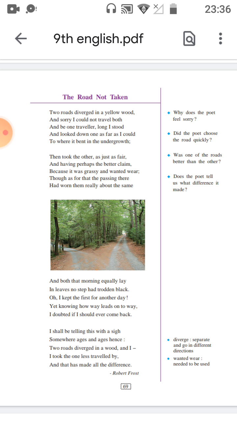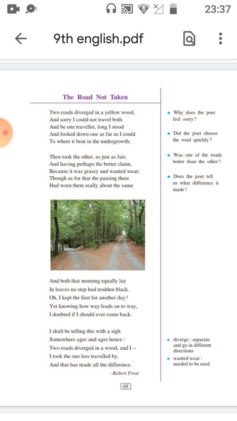The second stanza was said here by the poet: then took the other, as just as fair, and having perhaps the better claim. Means then the poet takes the other road, which was a fair road, and what he felt, see on the next line: because it was grassy and wanted wear, though as for that the passing there had worn them really about the same.